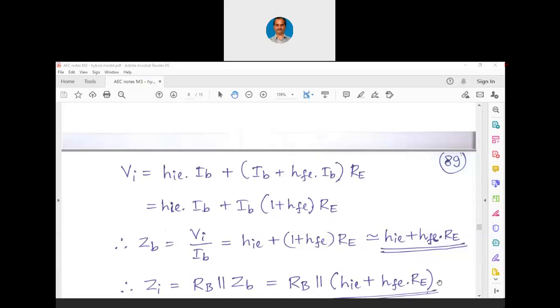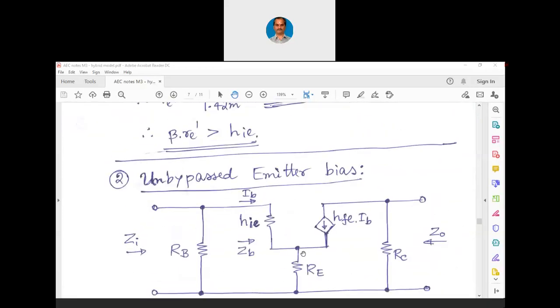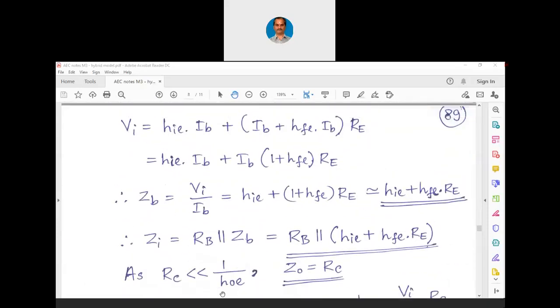Now let us try to find out the expression for output impedance. As RC is much lesser than 1 over HOE, Z0 is RC itself. Now, why did we ignore the effect of RE here? Should we not consider RC in parallel with this current source and RE? Can anyone tell me? Just like we considered the input impedance ZB here at the base and we computed ZB and we made it parallel with RB, should we not find out the impedance here across this HFE, IB and RE, and should we not make it parallel to RC? Why are we directly writing Z0 equals RC if we assume that RC is much less than 1 over HOE?